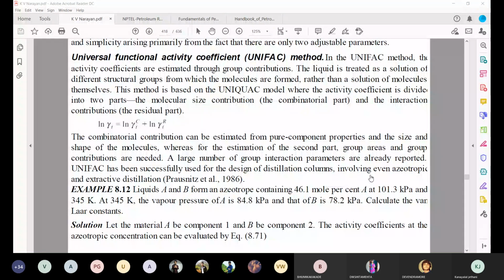Okay. So once you know gamma 1 and gamma 2, we know the two equations of the Van Laar equation, right? ln gamma 1 is some equation in terms of A and B, ln gamma 2 is some equation in terms of A and B. We have two equations and two unknowns. A and B are the two unknowns. We know the composition x1, we know composition x2. So substitute in those two equations and find out the value of A and B. You can find it. Any questions?